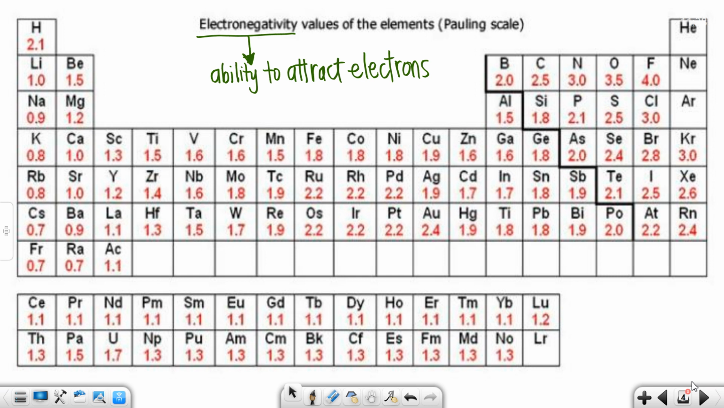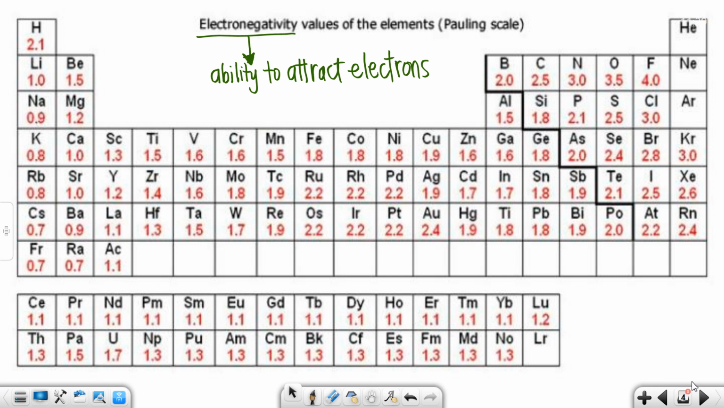Welcome back. The second way to determine bond type is by looking at the difference in electronegativity. So what I have up here is a periodic table that has the electronegativity values for most of the elements on the periodic table. All right. If you remember, electronegativity is the ability of atoms to attract electrons.